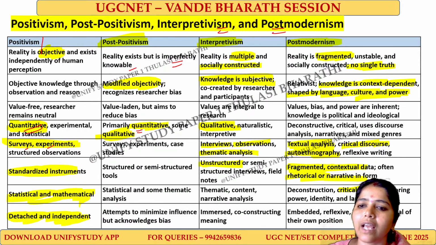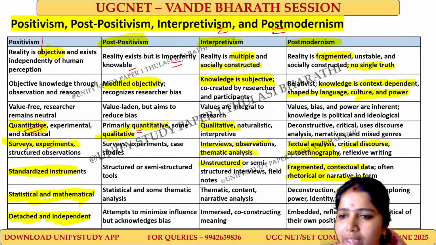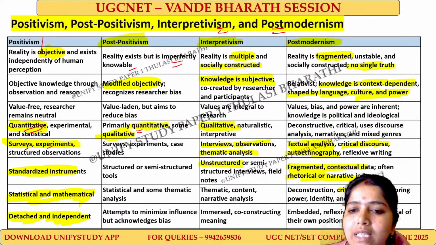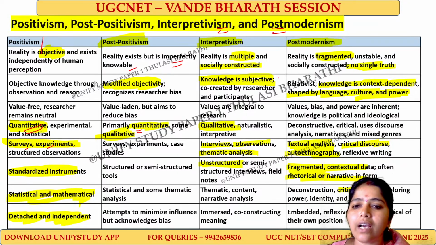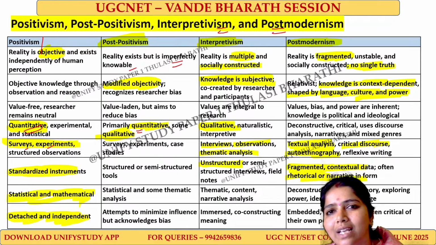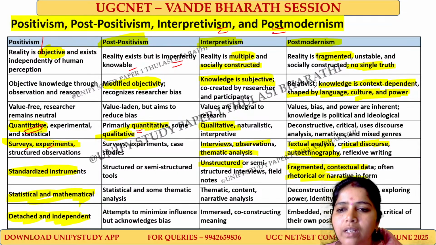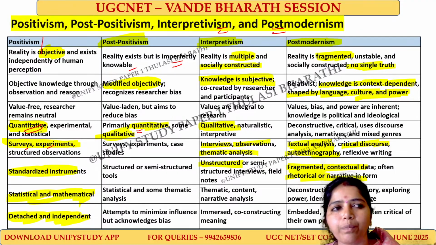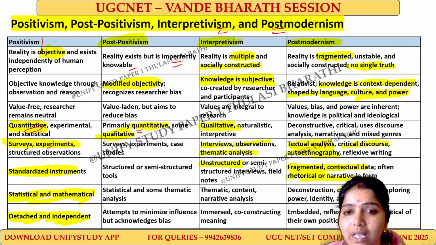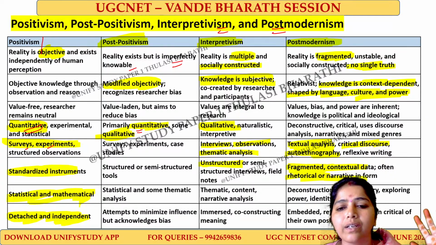Postmodernism comes under it: there is no single truth for anything. No single truth for anything. Here the reality is said to be unstable in nature because it is built up by society. The knowledge which is constructed depends upon the society. It is context dependent. Clear?